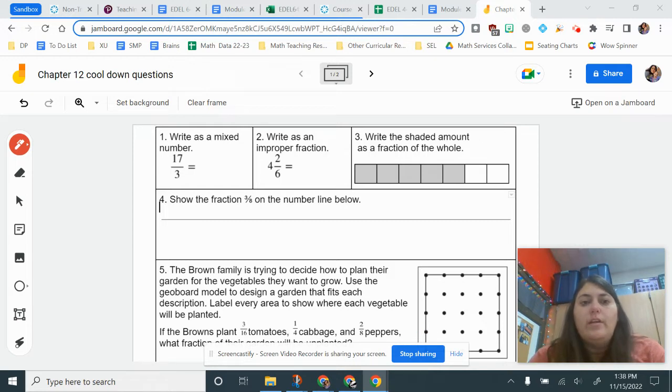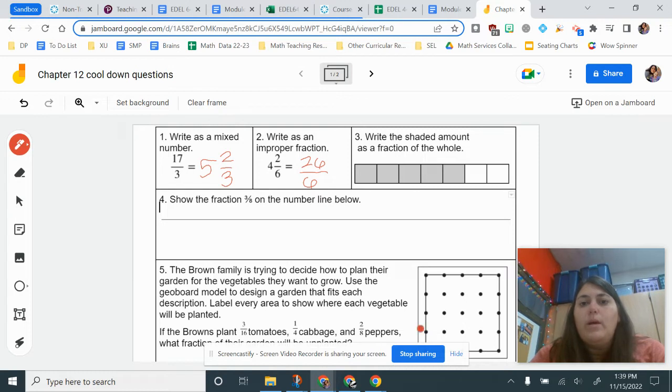So starting off at number 1, writing this as a mixed number. That means a whole number and a fraction. So I know 15 is 3 times 5. So I'm going to have 5. And then I'll have 2 extra thirds left over. So 5 and 2/3. Moving on to number 2, writing it as an improper fraction. So I'm going to do 4 times 6 is 24. Plus 2 more would be 26 sixths.